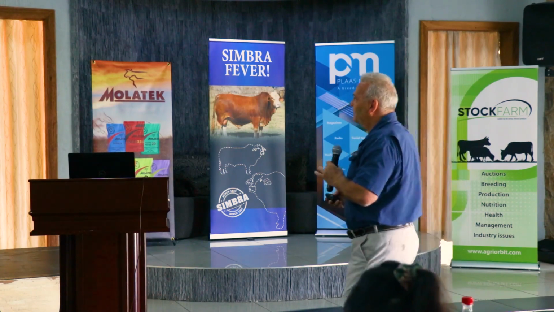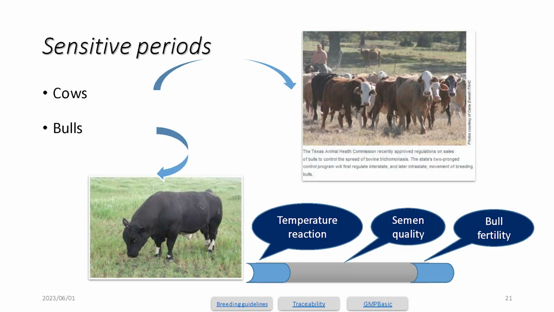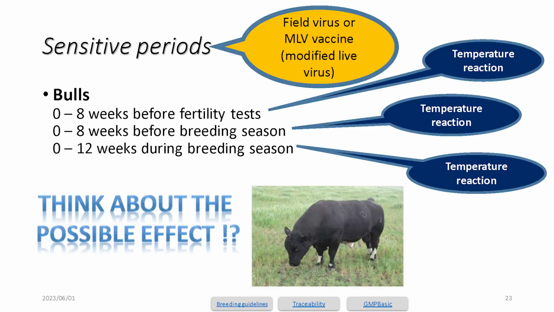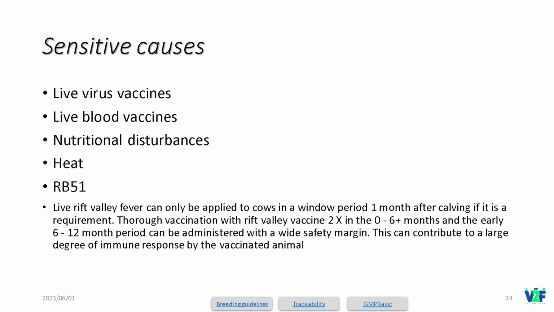Right. Then sensitive periods, we touched on that ad nauseum. I just want to remind you again. We look at what we do, where and what, temperature, and in those periods, before fertility tests, and before breeding, and during that 0 to 12 weeks, the 3 months, the time that the bull is in. Okay, good. We've touched on all of those.